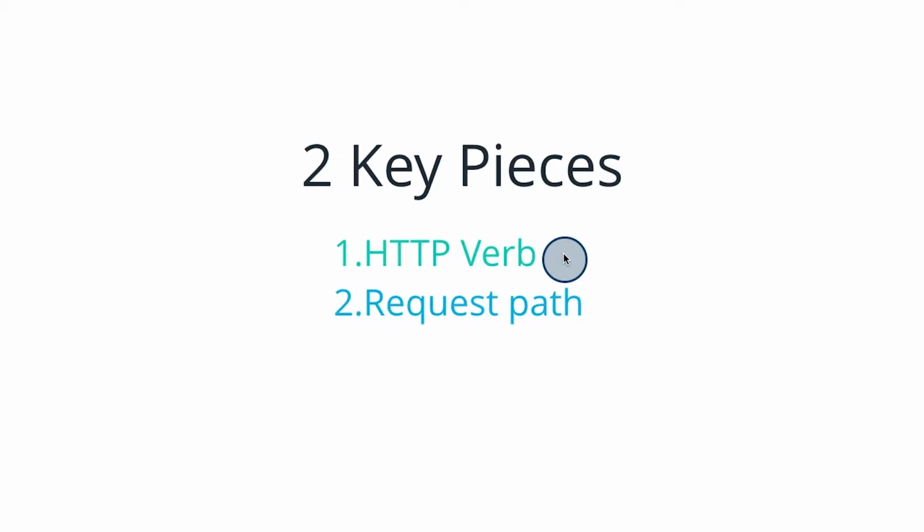Every route we define is looking to match two key pieces of information. The first is the type of HTTP request that is coming in. So the HTTP verb. Is it a GET request? Is it a POST request? Or is it something else?